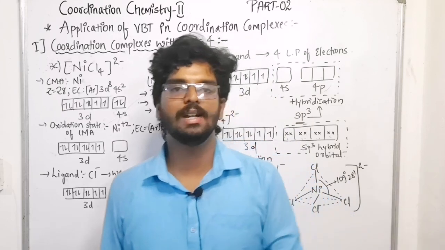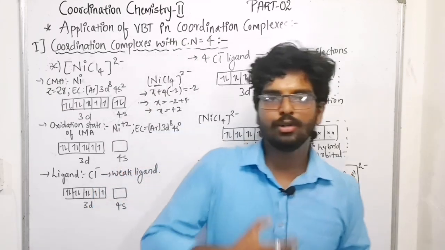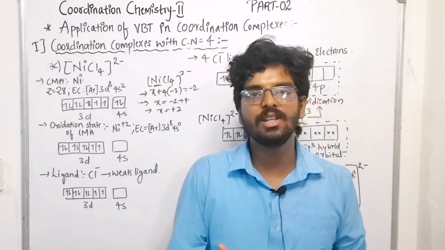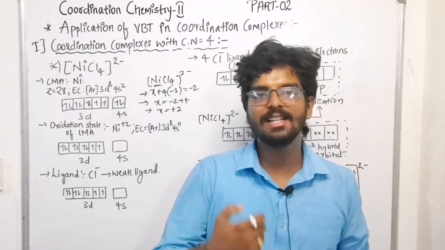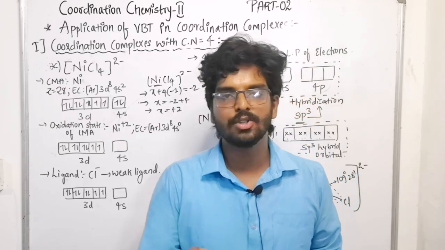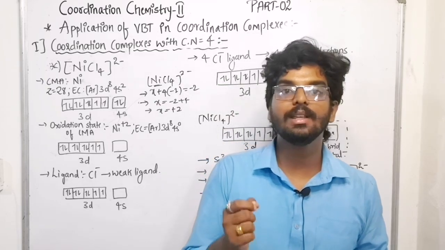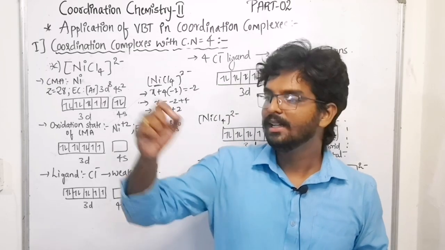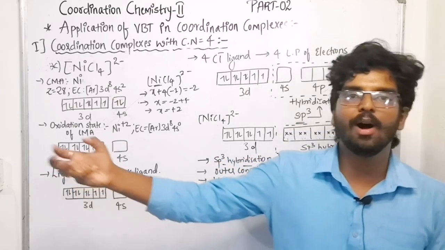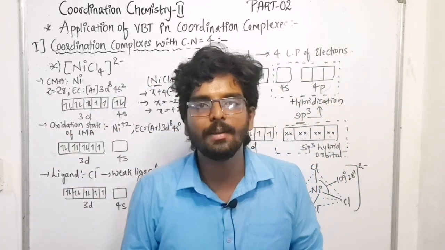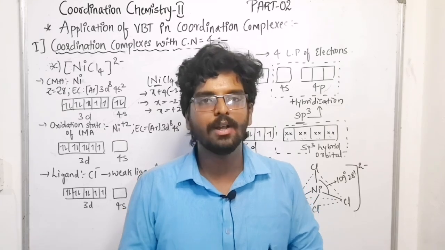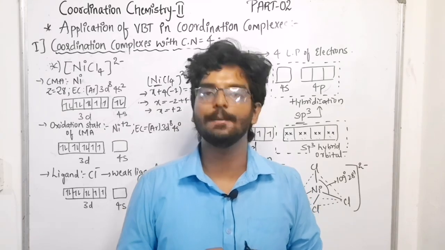And we know the postulate that a metal should carry equal energy empty orbitals, and as many electron pairs as a ligand is donating, that many number of vacant hybrid orbitals a metal should carry.